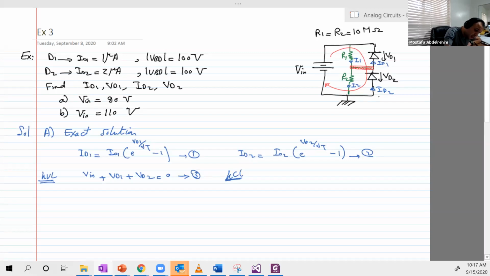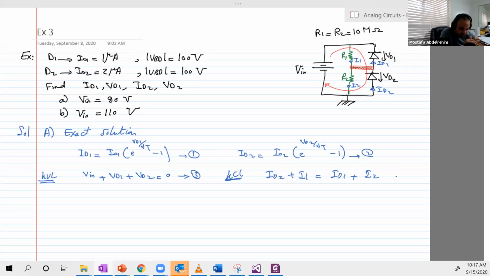What's going into the node? ID2 and also I1. What's going out of the node? ID1 and I2. But we added here 2 new unknowns, I1 and I2. So we need 2 more equations.